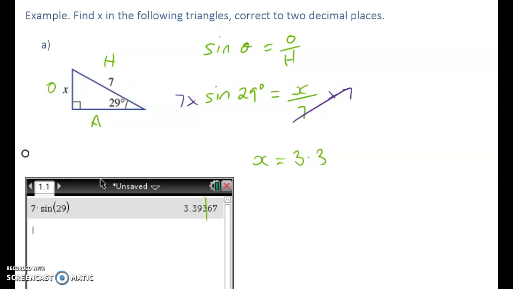3.3. We're cutting it off there. The next number is a 3, so we don't need to round up. So it's 3.39. We don't have units, but please don't forget units should you be doing it in a situation where you do have units.